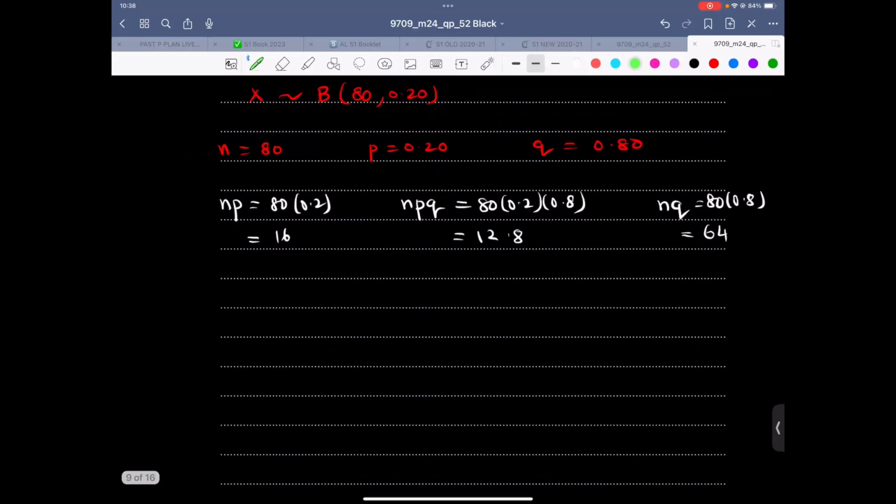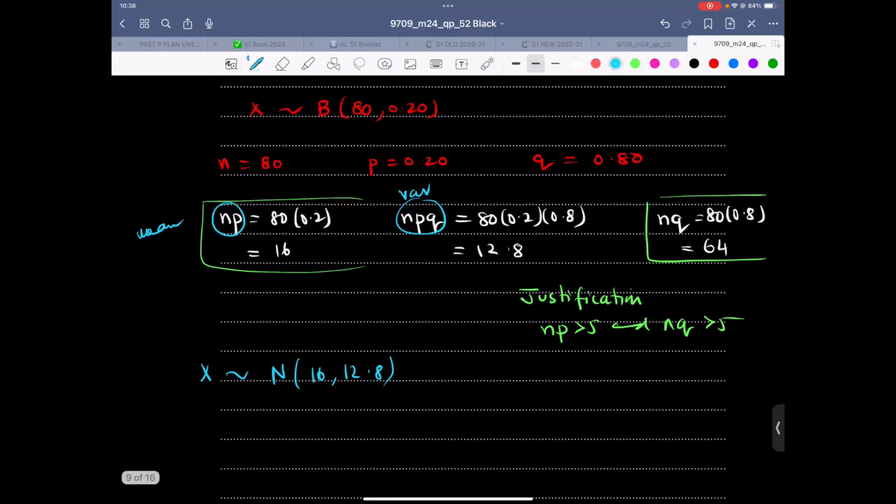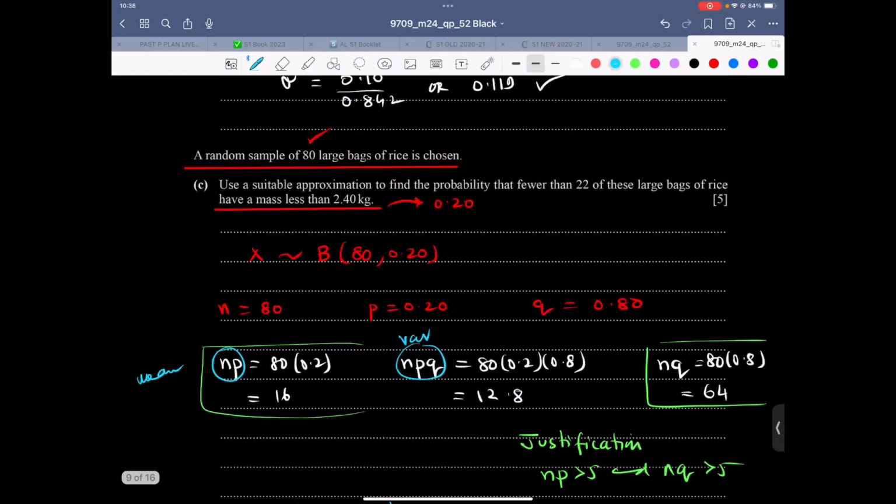Now, first of all, justify, even if the examiner has not asked for it. The justification is why we are using the normal approximation: because np is greater than 5 and nq is greater than 5. Once this is done, focus on the mean and the variance, and then we will write X follows a normal distribution 16, 12.8. That is the little bit of extra working that you need to do.